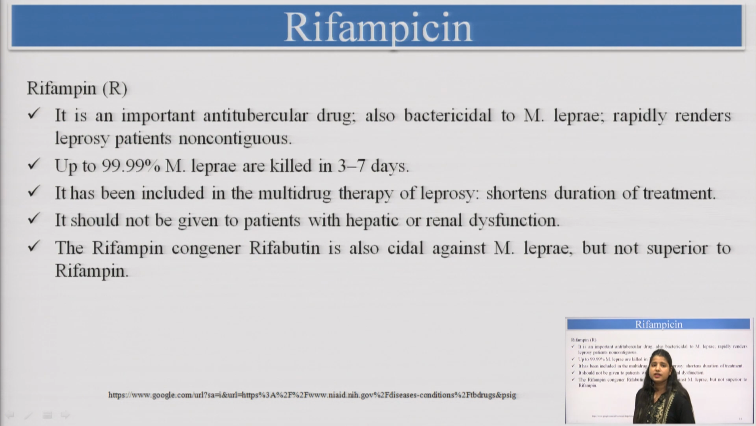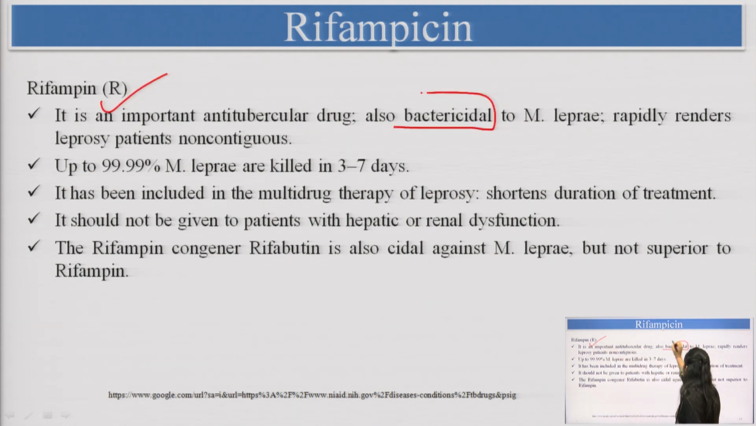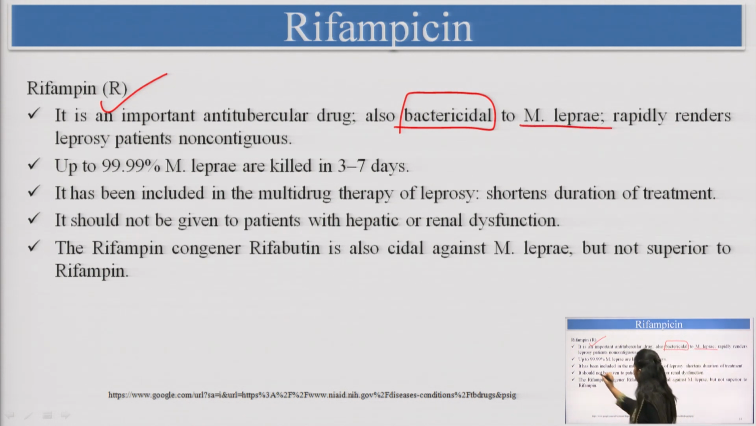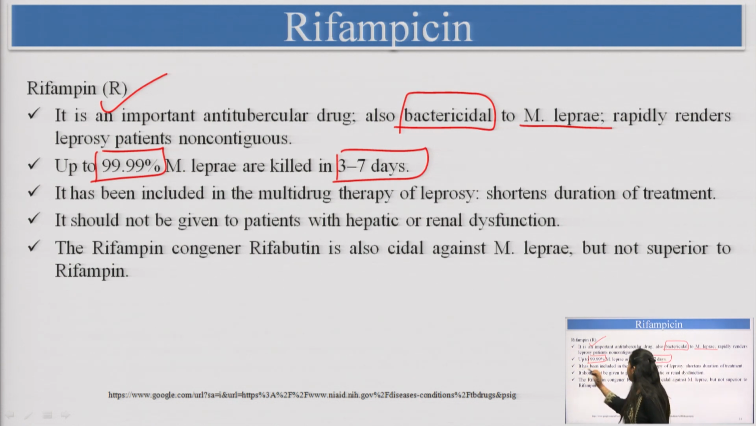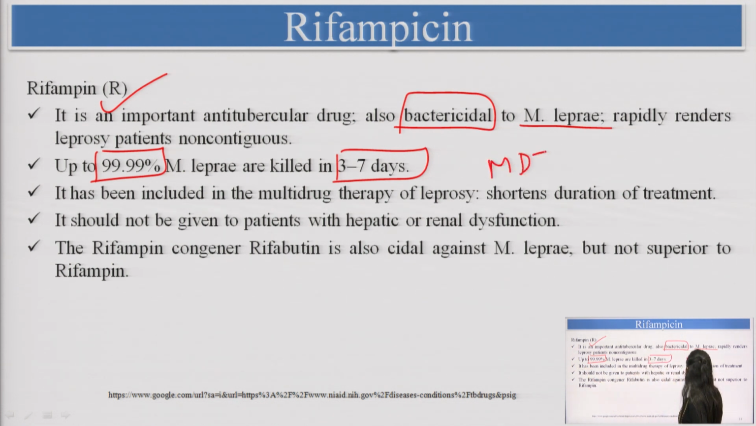Then rifampicin, this is the anti-tubercular drug which is prescribed in the treatment of leprosy. Rifampicin is bactericidal, meaning it will kill the bacteria, Mycobacterium leprae. How effective is it? It will kill nearly 99.99% of Mycobacterium leprae in 3 to 7 days. So, this is a very effective drug. It has been included in MDT as well, multi drug therapy. It should not be given in patients suffering from hepatic or renal dysfunction.